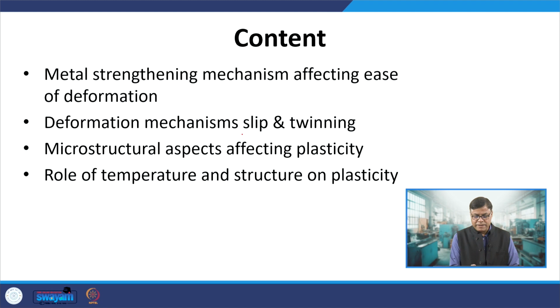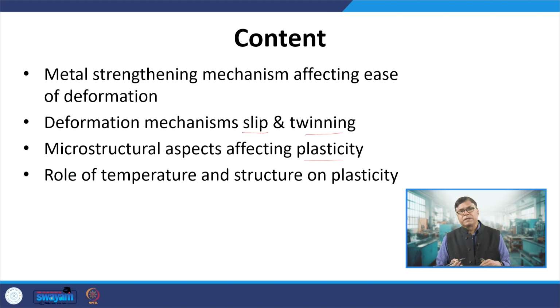So, metals are strengthened by various mechanisms to increase the hardness and strength, which in turn affects the ease of deformation. Then various deformation mechanisms like slip and twinning, about these also I will be talking, and how these two are different from each other, and then microstructural aspects that will be affecting the plasticity, about that we will talk in greater length, and then we will try to see how the temperature and structure will be affecting the plasticity.